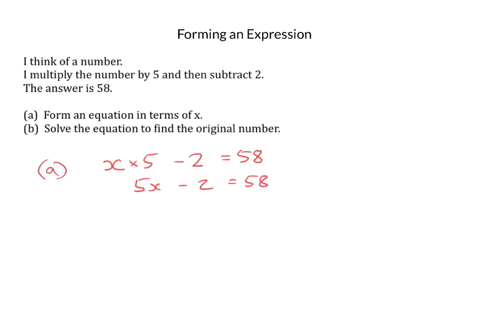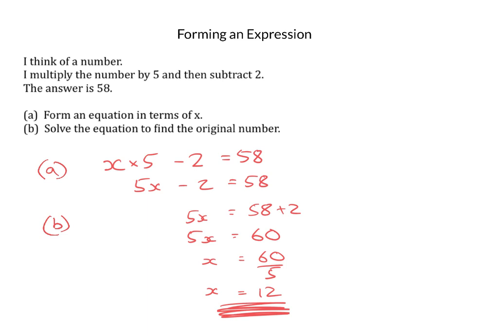Now part b says solve the equation to find the original number. So then I'm just going to use my equation and solve it. So I got 5x minus 2 is 58, which means that 5x is going to be equal to 58 plus 2, or another way of looking at that is 5x equals 60. And if 5x equals 60, x is going to be equal to 60 divided by 5, or x is equal to 12. Now I can check that. I could put 12 into this and say think of a number 12, multiply it by 5, 12 5s are 60, subtract 2, that gives me 58. So it's always a nice way of checking.